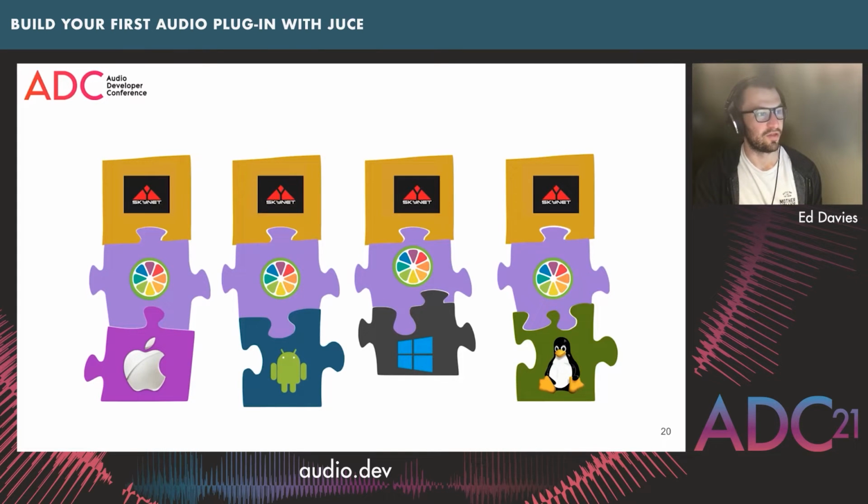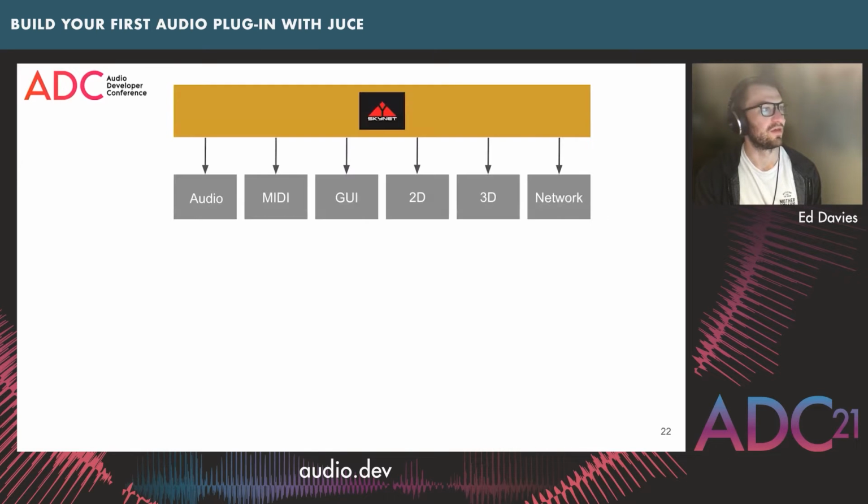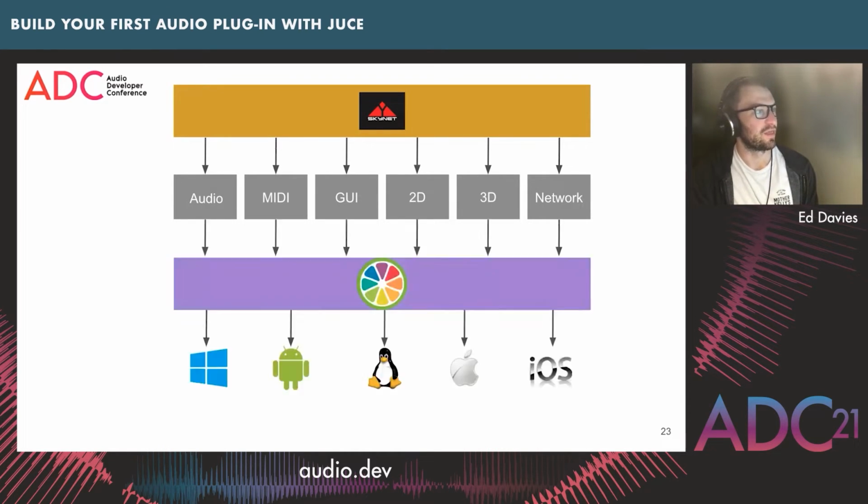So if we take our initial blue and red rectangle code, it looks something like this in JUCE. So you've got this graphics context, which is just called G. You're setting the color and just giving it some coordinates and drawing your blue and red rectangles. And as well as graphics, like we said before, your application might be talking audio, Midi, networking, might want to do some 3D graphics as well. So all of these are nicely handled by JUCE, and then JUCE just speaks to the underlying operating system APIs.